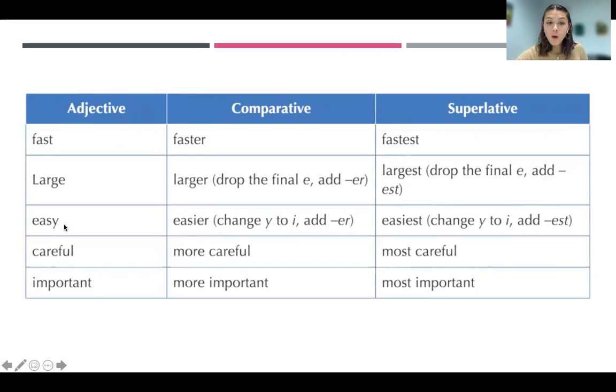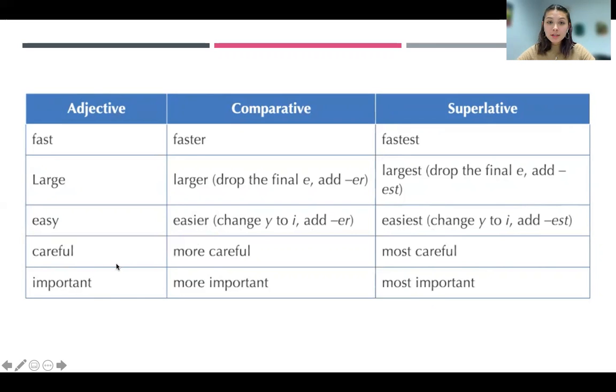Words that end in Y, we're going to change the Y to an I and then add our ER or EST to the end. So you see that here in easier, you change the Y to an I and then add ER, easier. And easiest, change that Y to an I and add EST, you get easiest.